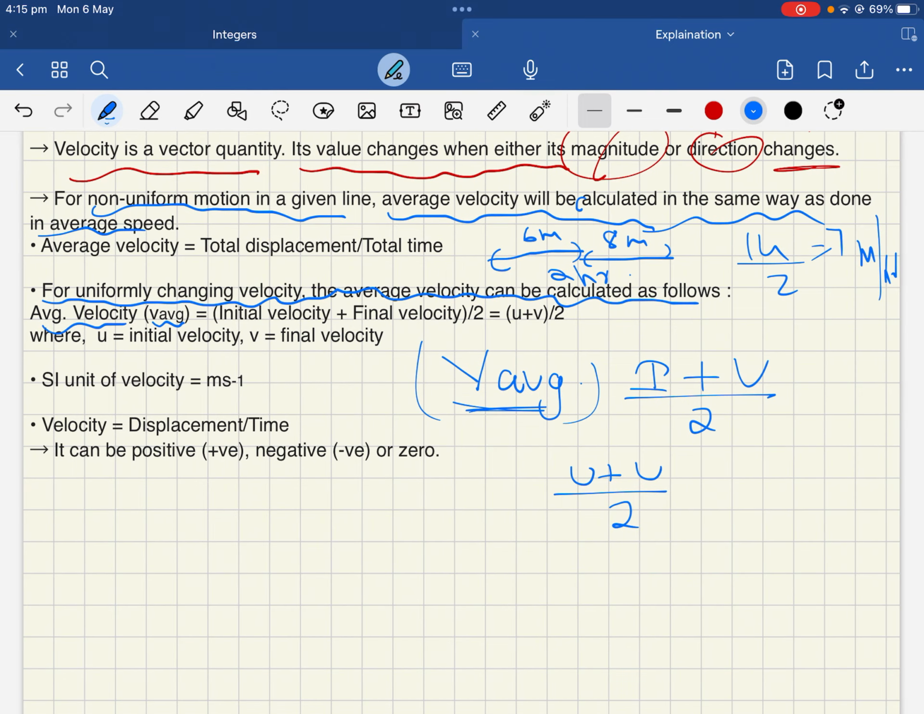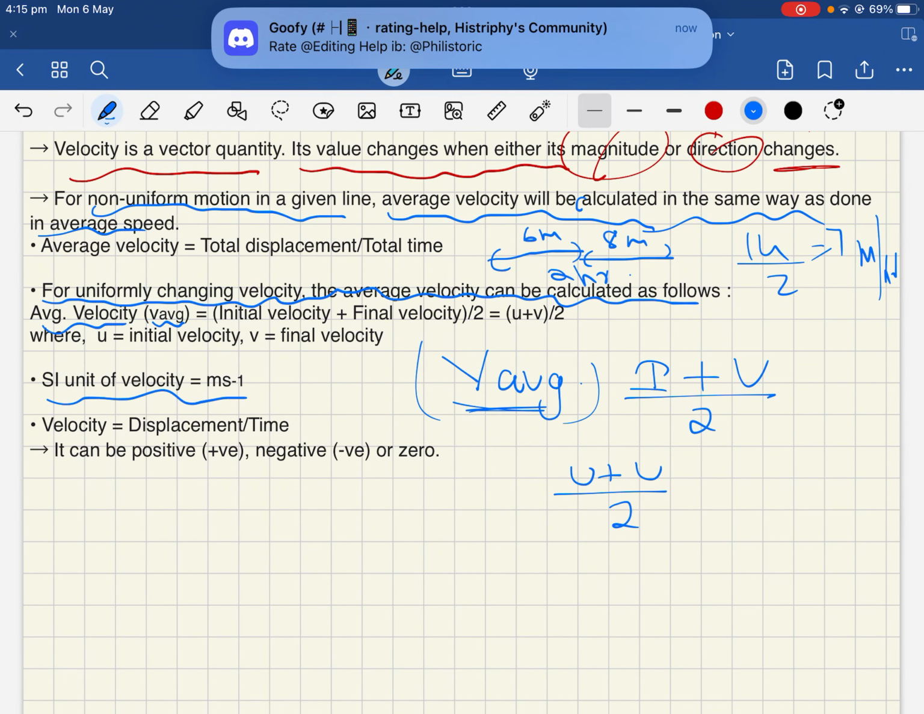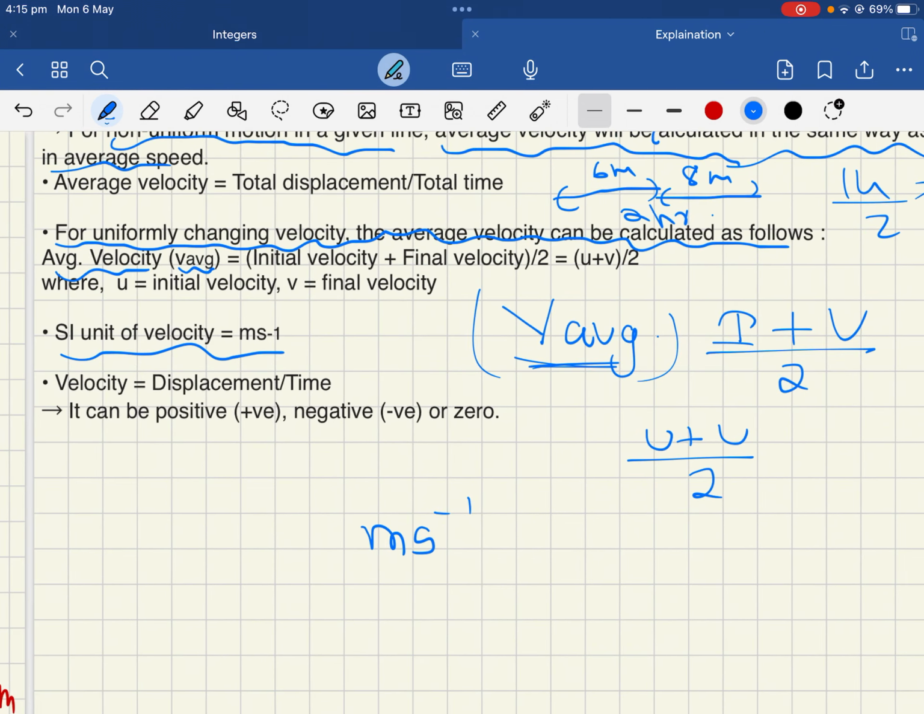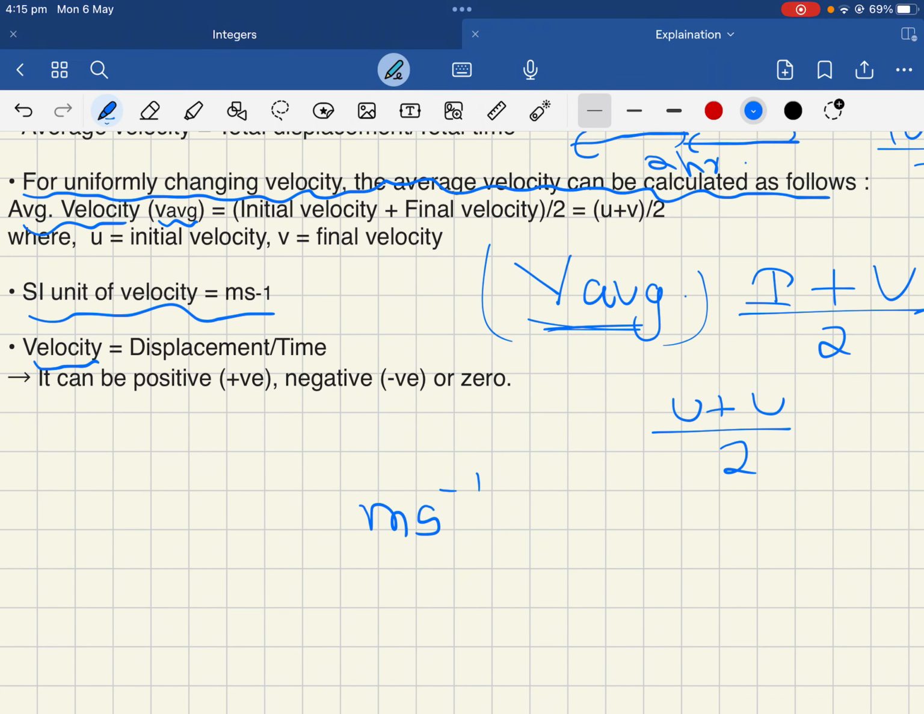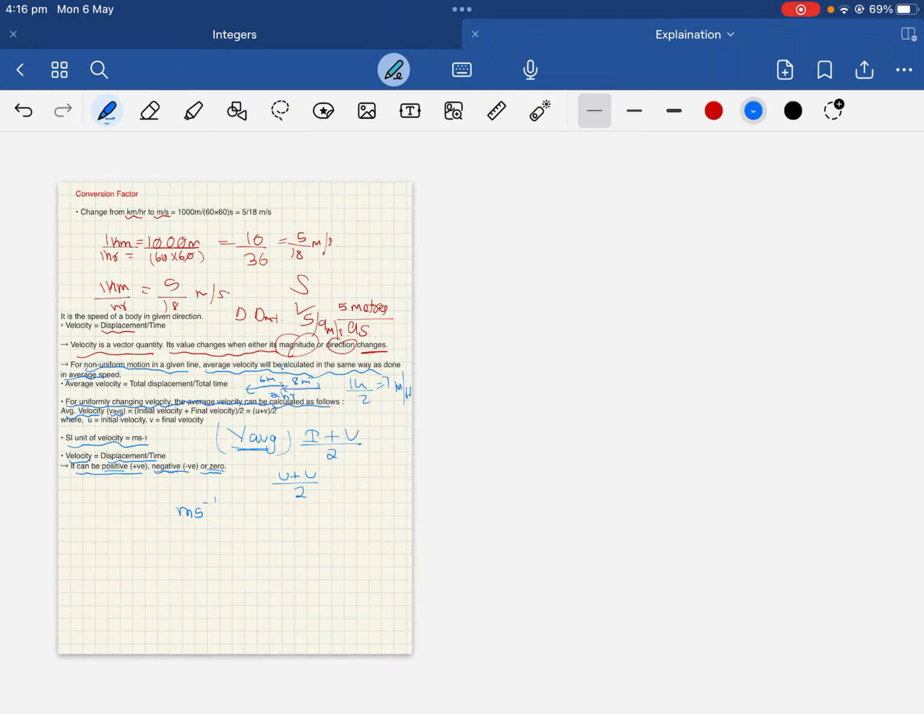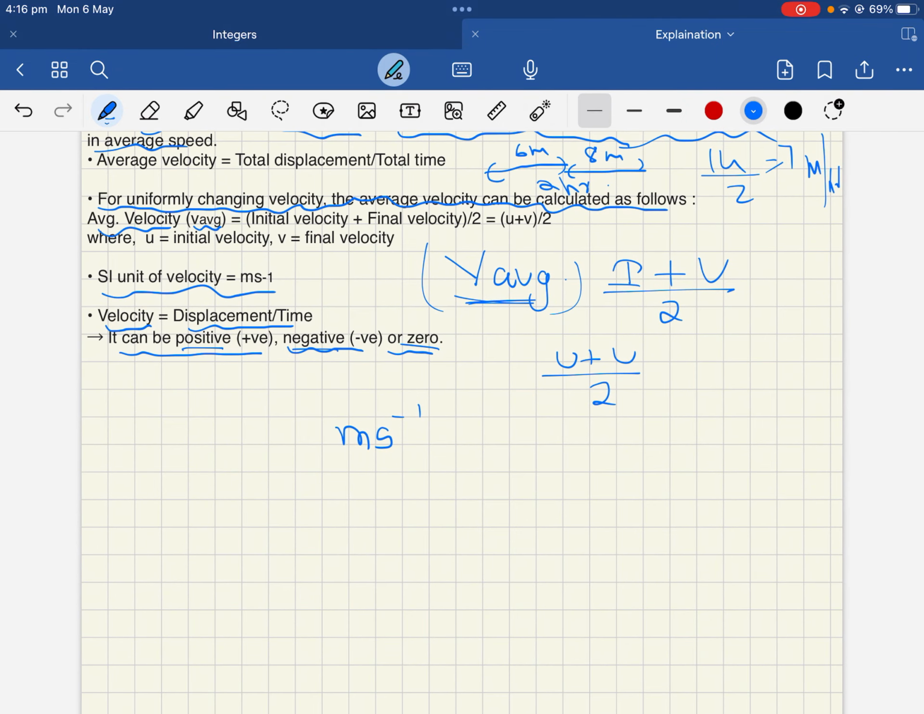Next, the SI unit of velocity is meter per second, m s to the negative 1. Then we have velocity is equal to displacement upon time. We just studied that it can be positive, it can be negative, or it can be 0, since displacement can be positive, negative, and also 0. Okay, and I hope you understood that well.